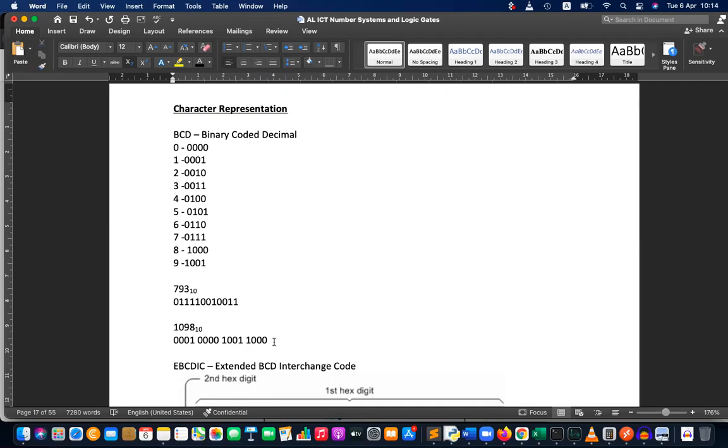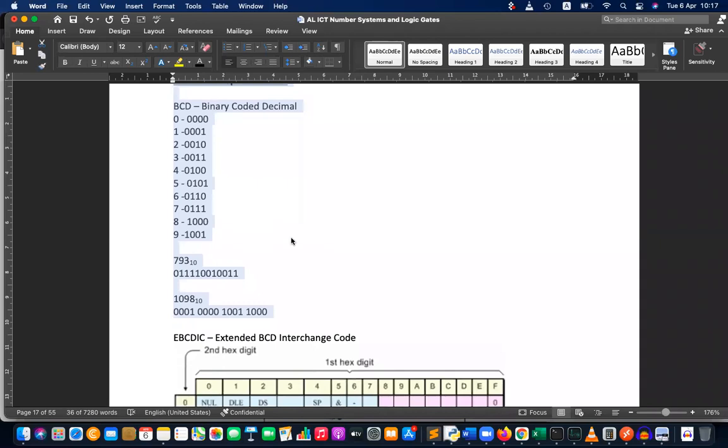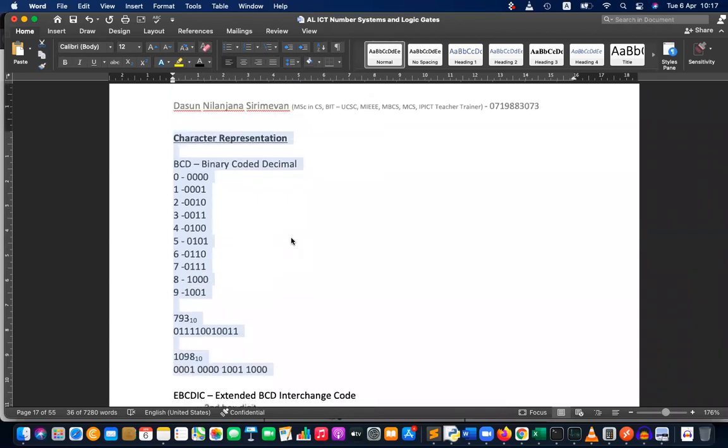Okay, can you write this? So only this part you have to write. The other things you don't need, right? Only write the character representation and this part, the highlighted area. Others, I'll allow you to take screenshots. Okay, so the BCD can represent only numbers. It cannot represent letters because it has only 4 digits.